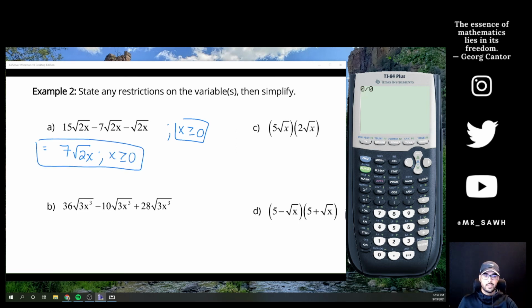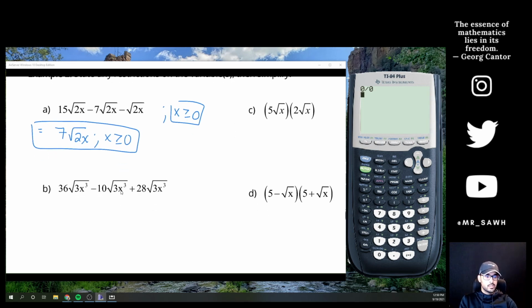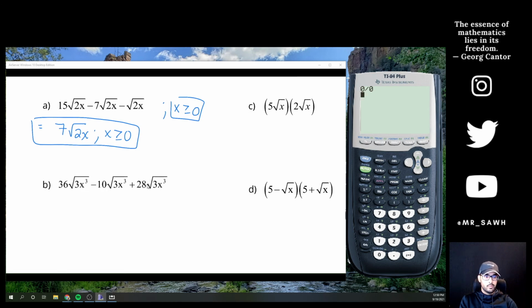Okay, so all simplified, everything put together. Think about B underneath. 3x cubed looks like the radicand we care about. Again, it's a square root that we're working with. You can't square root negatives. The x has a cube attached to it. That's an odd exponent. X is greater than or equal to 0. Okay, think about combining your like terms. So 36 minus the 10, add 28. In total, you have 54 square root 3x cubed.